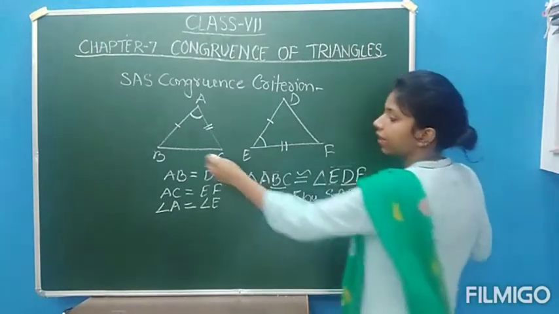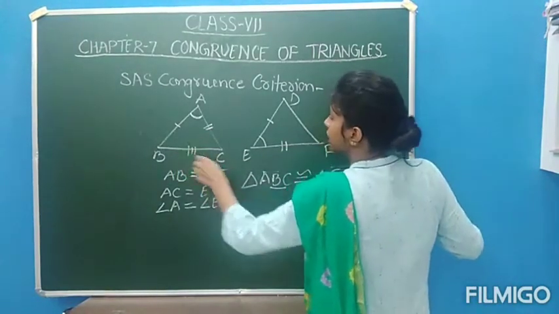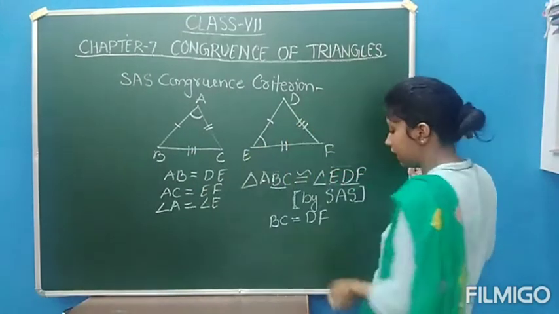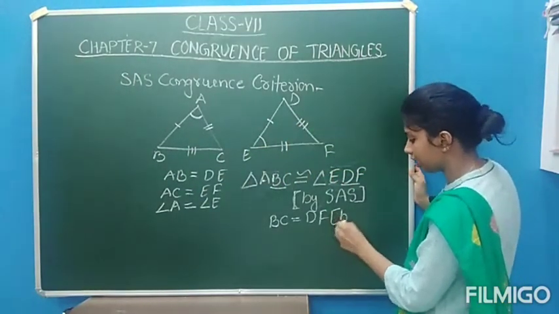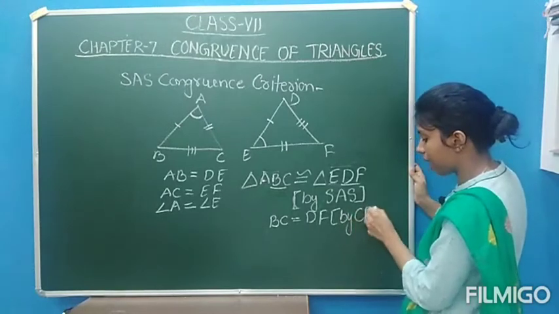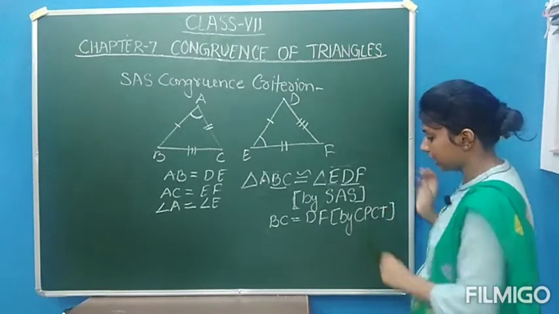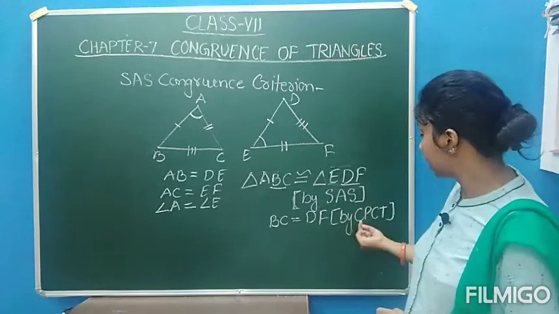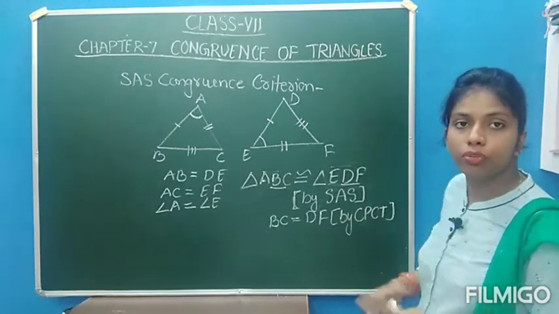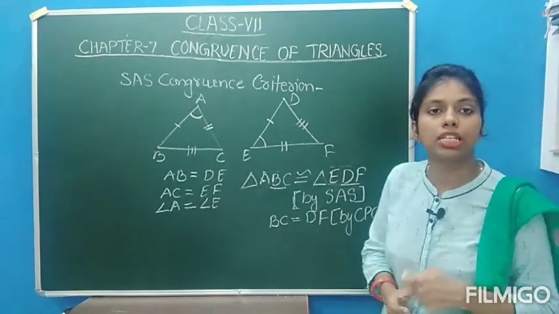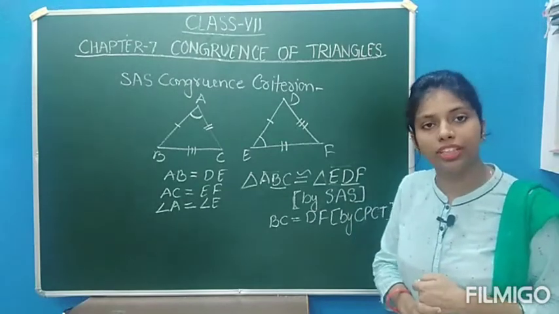How? Like here we can say BC is equal to what? It is DF. How? By the same reason, that is, corresponding parts of congruent triangles. In short, we can write CPCT. Okay, and the full form of this CPCT is corresponding part of congruent triangle.